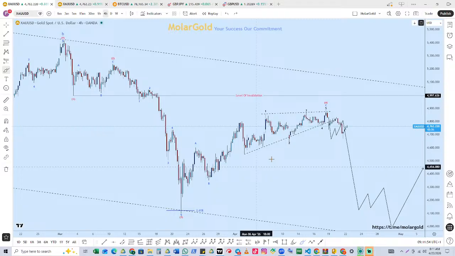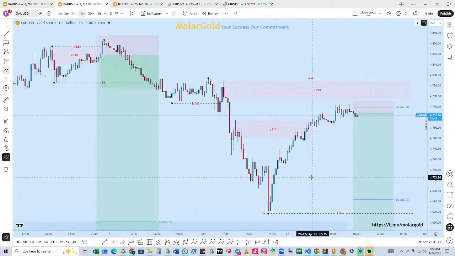Now that we have an idea of what price is planning, we also need to position ourselves in the market in areas where we can make a lot of profit. Some of you like a lot of trades, a lot of action: buy, sell, buy, sell. No, trading is not like that. Trading is making profit.